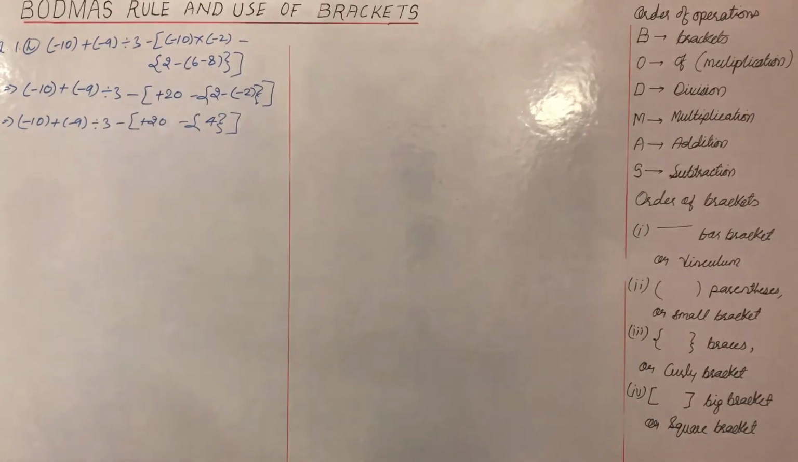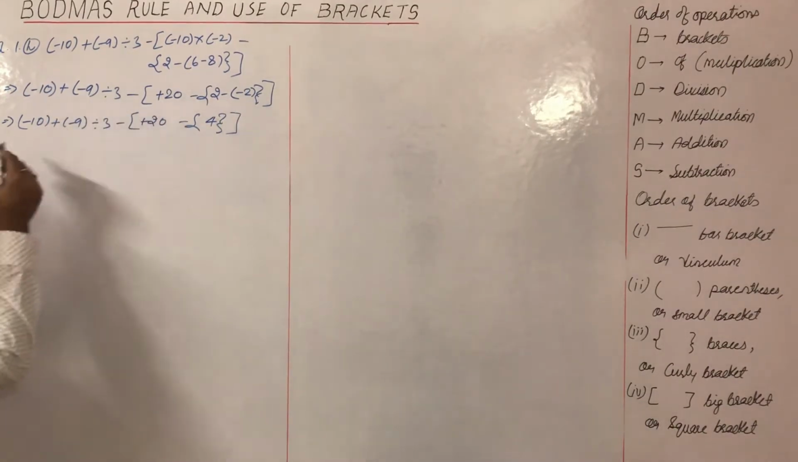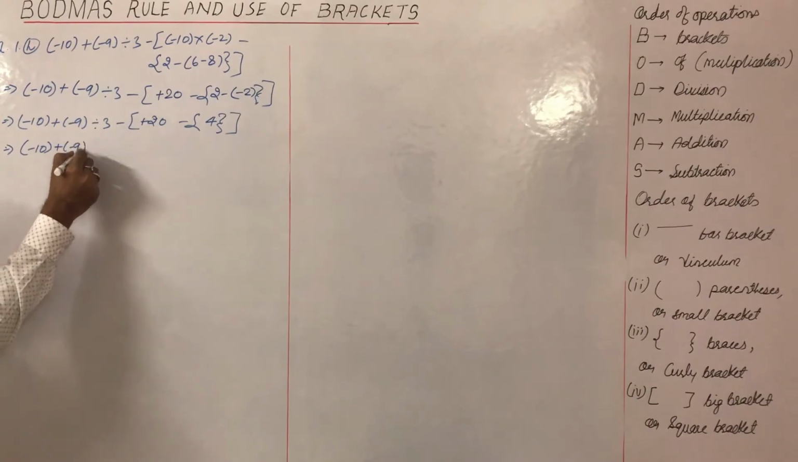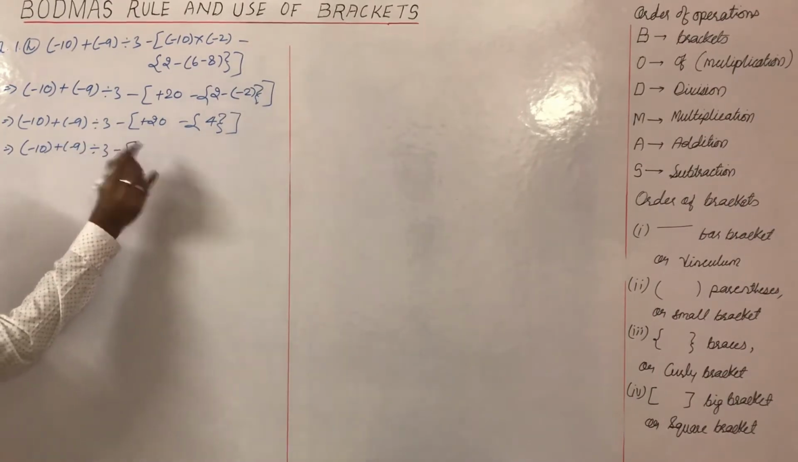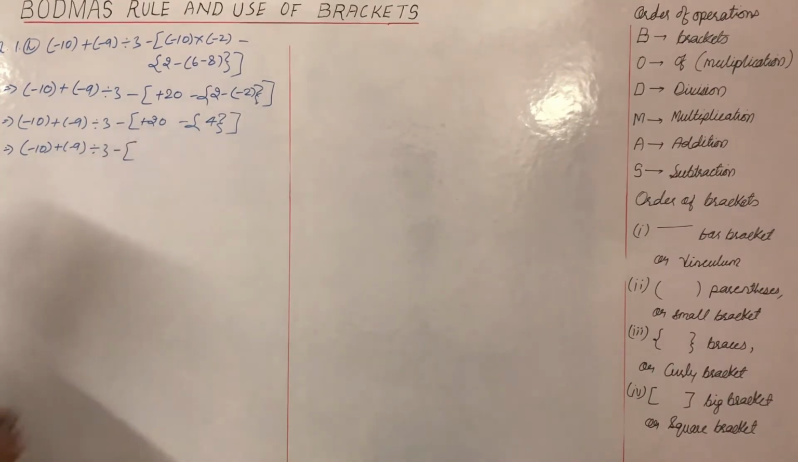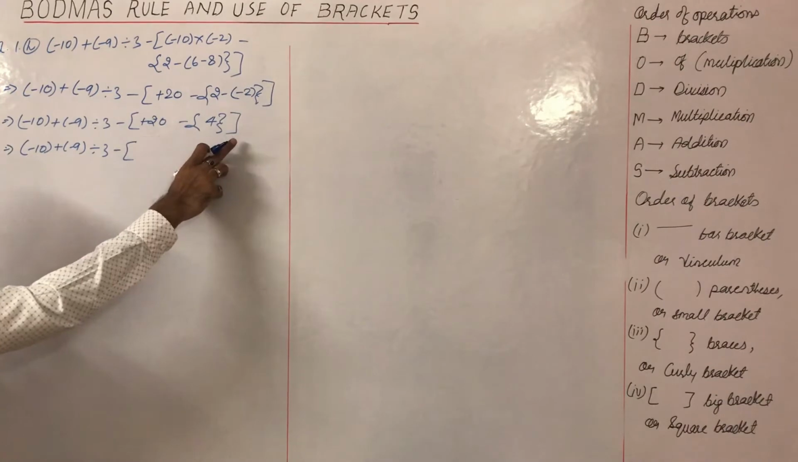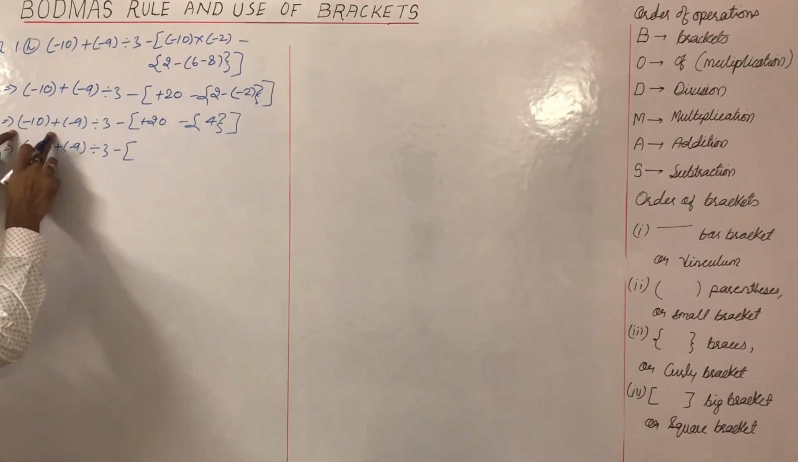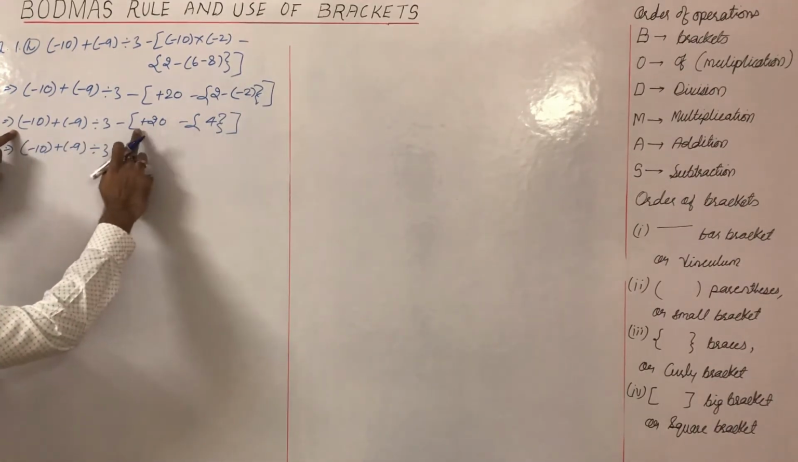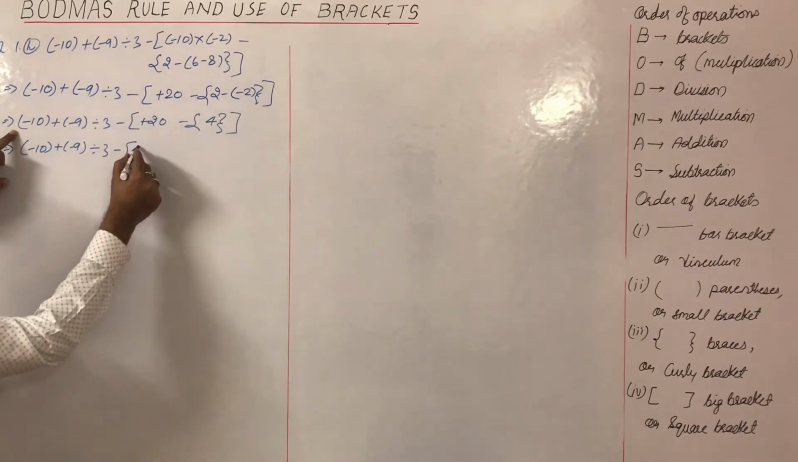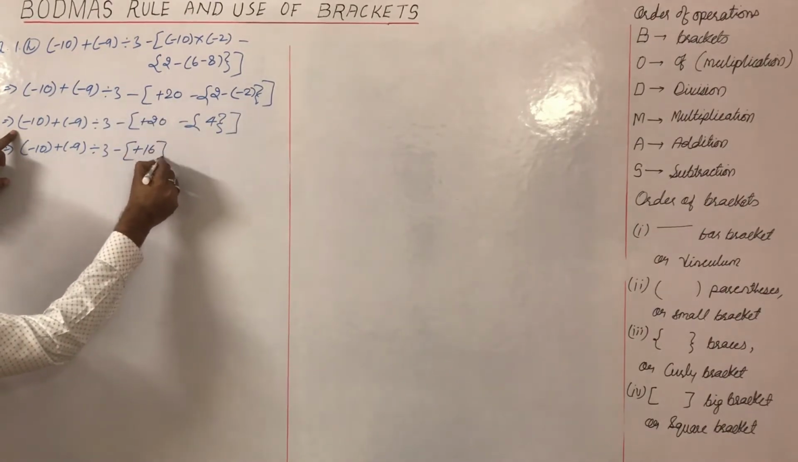Second part of this bracket. Okay, so plus 20 minus 4. Right. The next step, minus 10 plus minus 9 divided by 3 minus 20 minus 4. So we are solving this bracket. It's not that we are not taking these brackets first, but we are solving the things under this bracket. So plus 20 minus 4, plus 16.